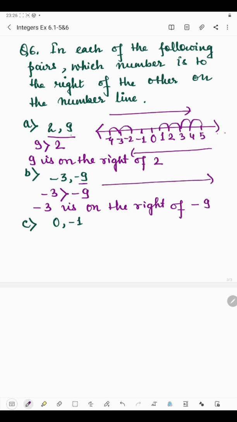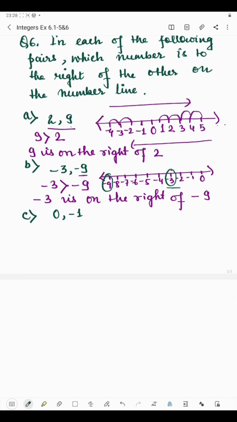Now if you see the number line, suppose here is 0, so the left side of 0 is all negative. So -1, -2, -3, -4, -5, -6, -7, -8, -9. So where is -3 on the number line? Here, and -9 is here. So what we have observed is that -3 is right of -9. So the number which is greater lies right of the other number.